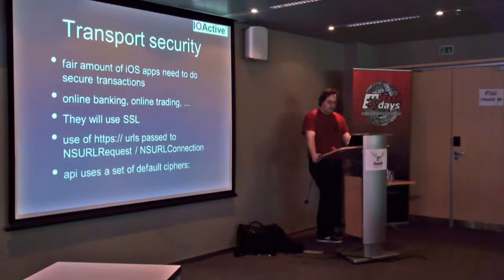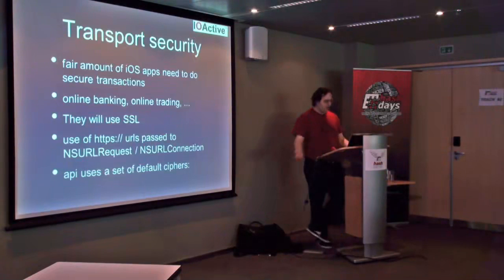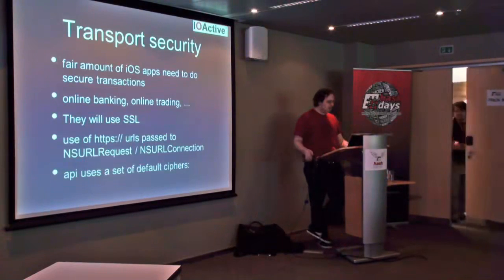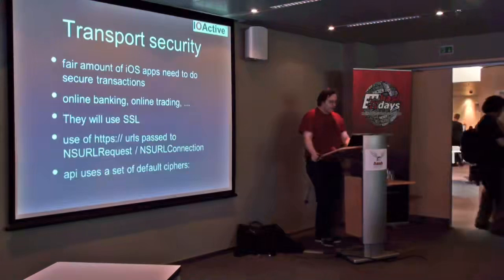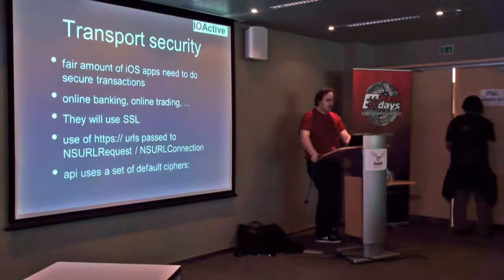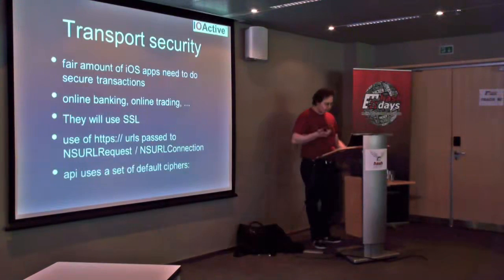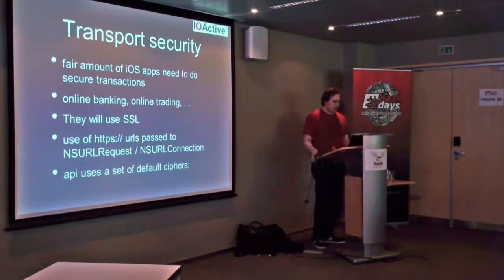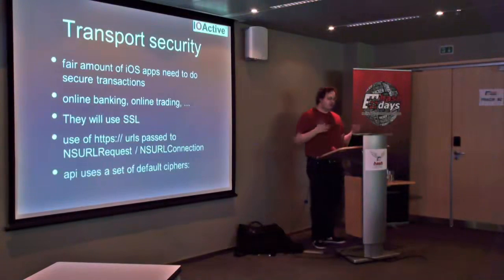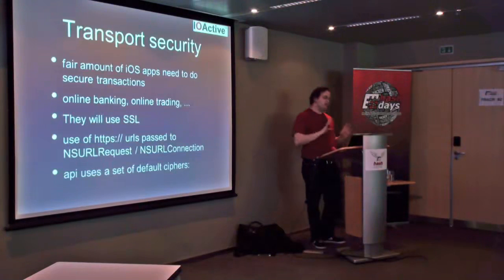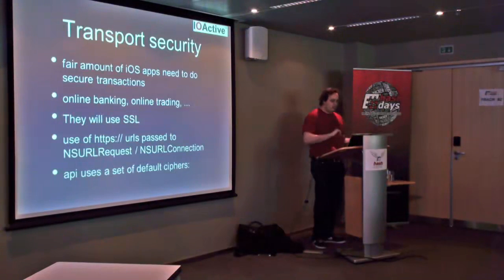The first thing I want to talk about is transport security in iOS apps. There are a large number of iOS apps that need to securely communicate to a backend server or a web service or some kind of middleware. They tend to use SSL for that, and the way you do that is you create an NSURLConnection object, and you pass it just a URL like you would do in your browser, https://, and then all this magic happens behind your back, and SSL happens, and all this communication happens.